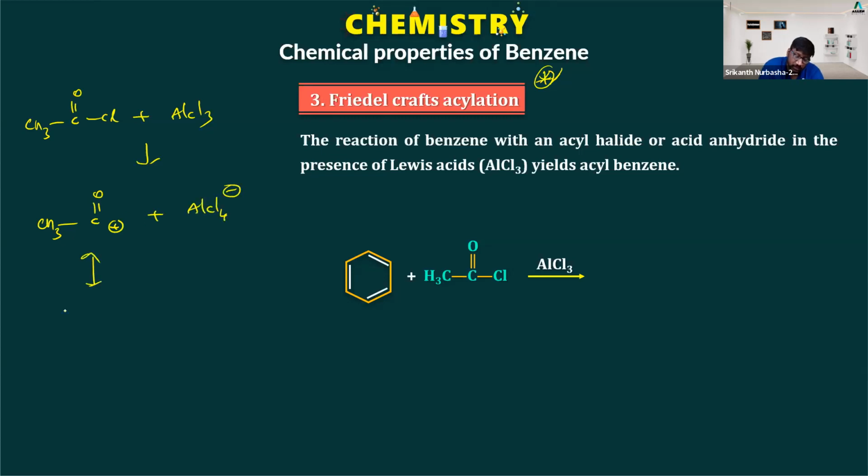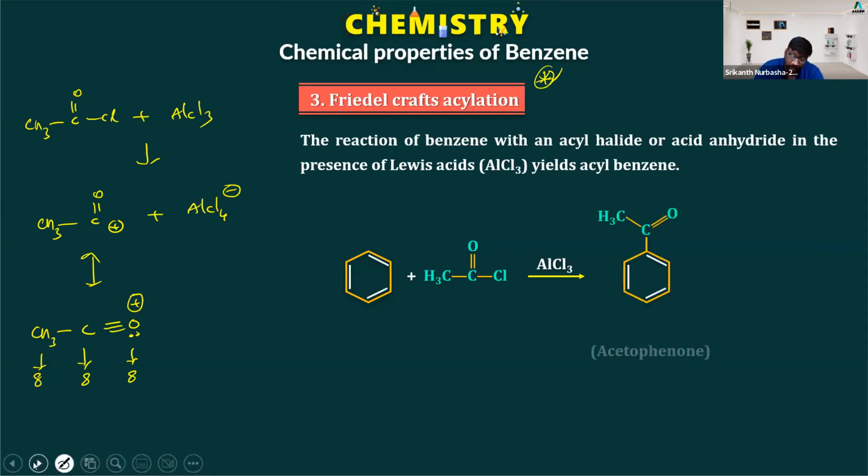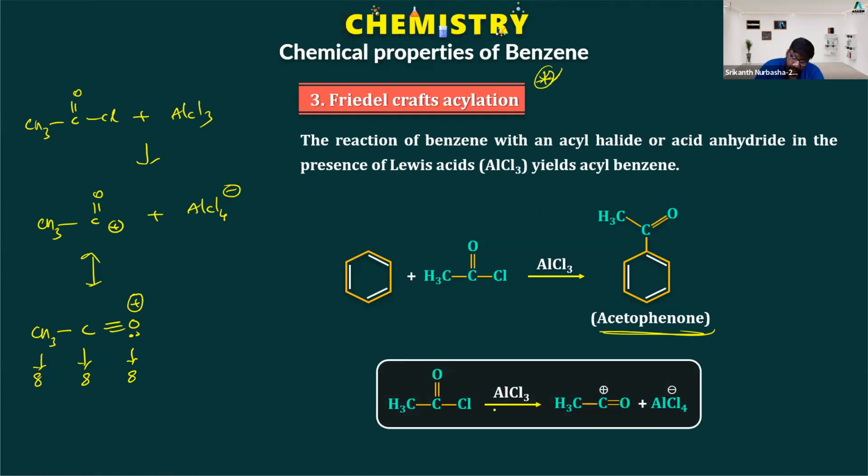Why? Because this is resonance stabilized. It will have CH3 C triple bond O, oxygen with one lone pair and a positive charge, and every atom has an octet electronic configuration in this resonating structure. So the acyl carbonium ion is resonance stabilized. So pi electron density will attack this acyl carbonium ion, and you will get a C double bond O with CH3 substituted, which is nothing but acetophenone. CH3 C double bond O Cl, AlCl3 gives CH3 C double bond O carbon plus AlCl4 minus. Yes or no, students? Is that clear? Yes, sir. Right.